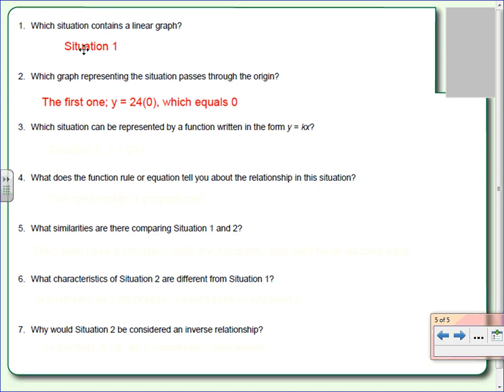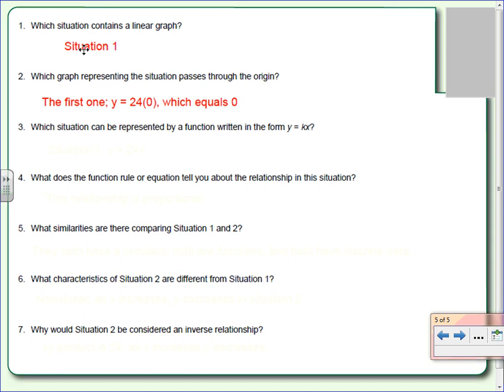And the reason we have situation 1 is if you think about it, our x values represented the number of batches. The y values represented the number of muffins. So in other words, if I had 0 batches, how many muffins would you have? If you had 0 batches, how many muffins would you have? 0. You would have no muffins. So 0, 0. 0 batches, you have no muffins.